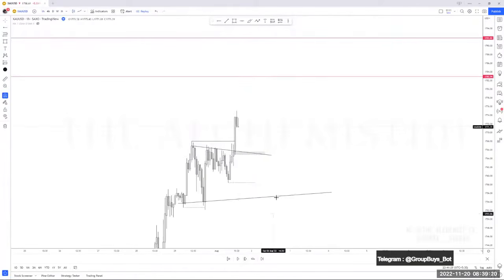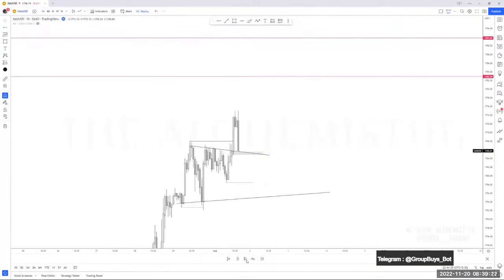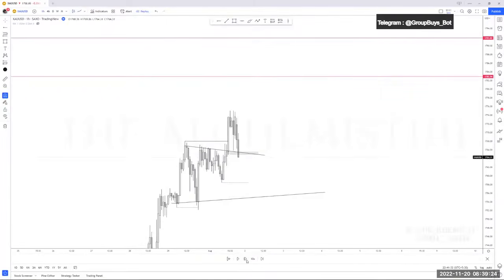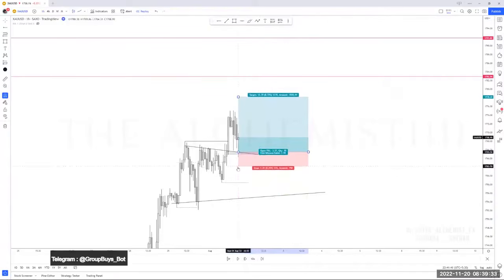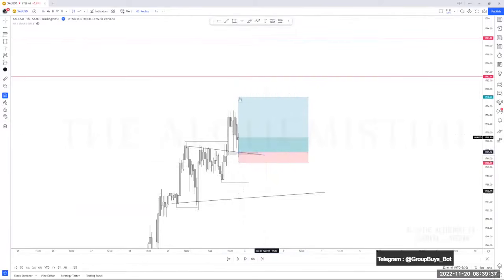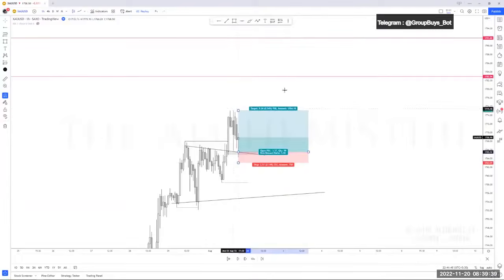Let's see. I took a buy in here. I'm not sure about this, but let's see. There it comes, it taps. Now, if you are buying it here, you can have at least your stop loss view here, let's say 25 pips. And then the first target will be here.